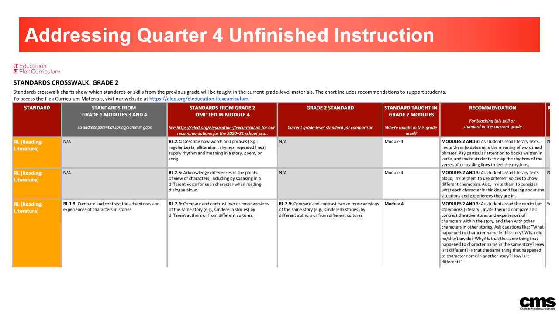Let's use the second grade EL Education Standards Crosswalk to see how unfinished instruction from quarter 4 can be addressed. The second column shows standards that may not have had full instruction at the end of first grade. We can see that RL 1.9 is in this column. Rather than assuming students will need to go back to RL 1.9 with first grade remedial instruction, we are going to use the second grade modules 2 and 3 to teach this content using RL 2.9 with scaffolds if needed to support student learning towards mastery of the end of second grade goals.